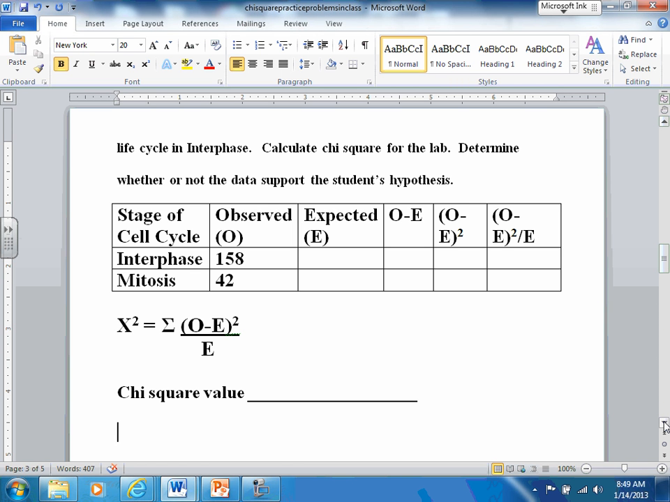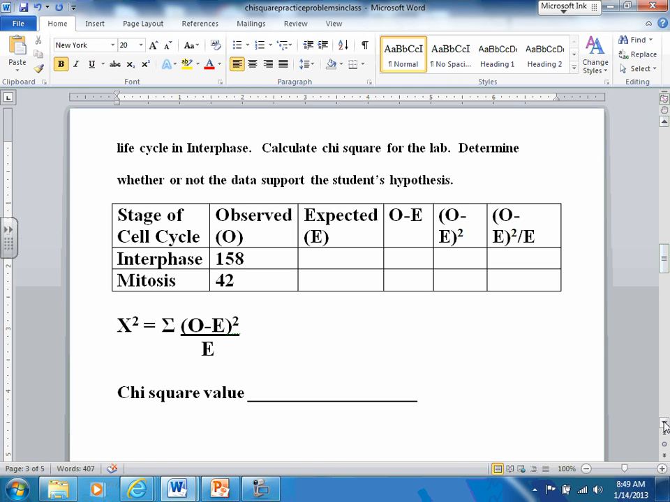How many total cells are we working with here? Look at the chart. How many total cells are we working with? 200. So to get the expected number of interphase cells, what are we going to do? 200 times what? What was the hypothesis? 70%, right? Student hypothesized that 70% ought to be in interphase. So let's take 200, our total number of cells, times 0.7, 70%.